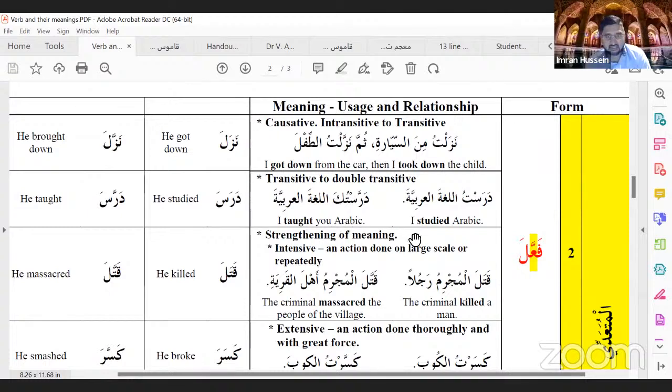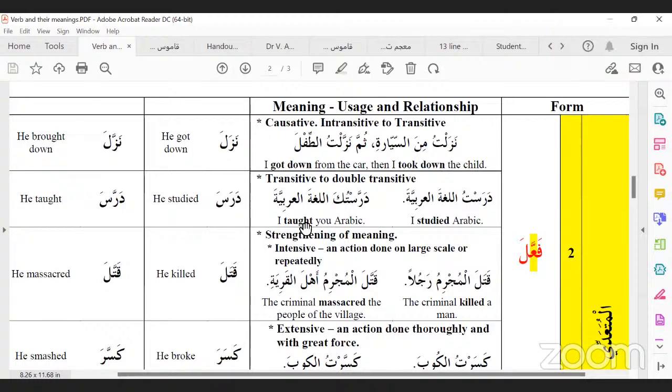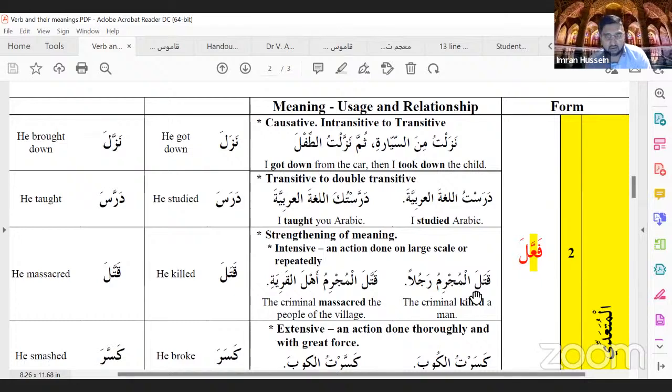So can you see the difference? I studied, you study yourself, and it's causing someone else to learn something. Yes, I can see. Brilliant. Next one, Sister Munira.